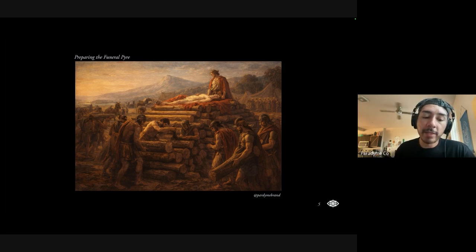The army participates together, turning grief into action. The scene marks the transition from mourning to ritualized honor.